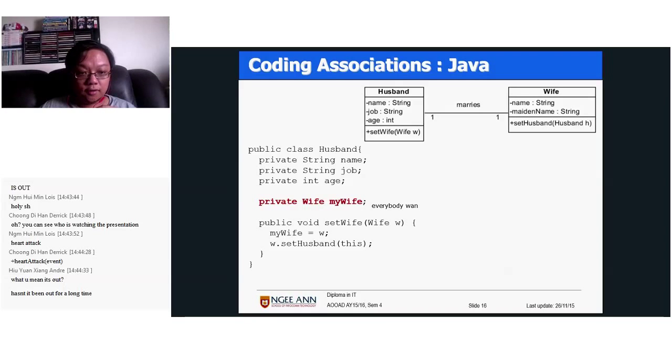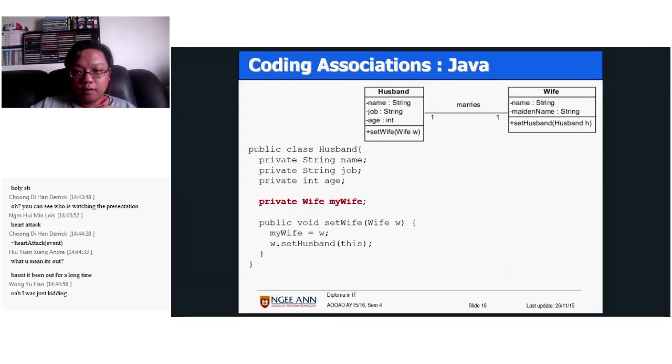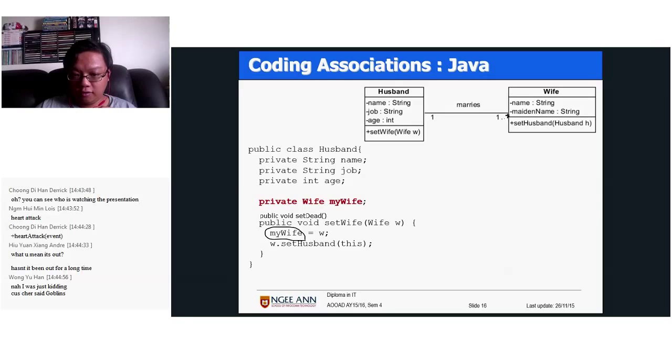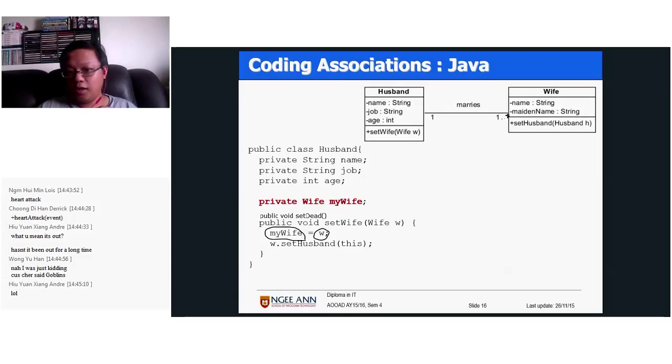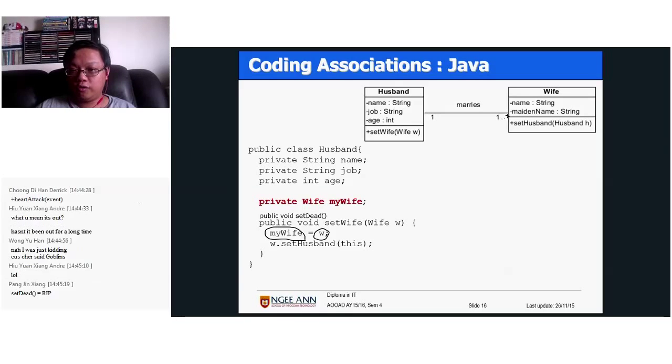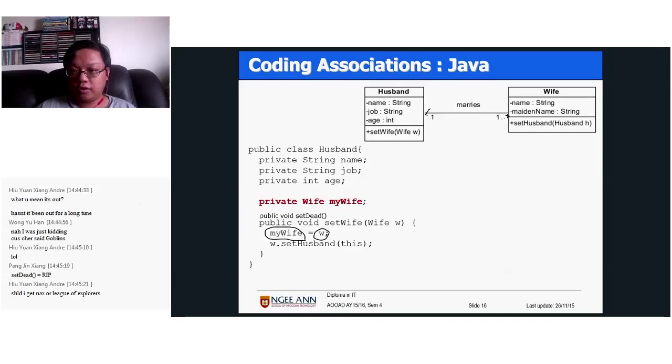So in this case, what happens is that we have an operation that sets the myWife attribute of the Husband object, of the Husband class, as the parameter w. And not only that, you will want to set it both ways, because if you notice, in the association, this is a single line with no arrowheads. It's the same as two directions.